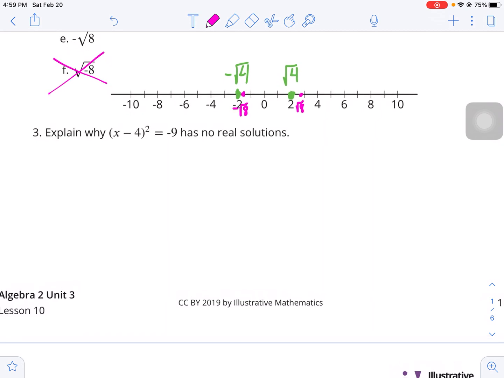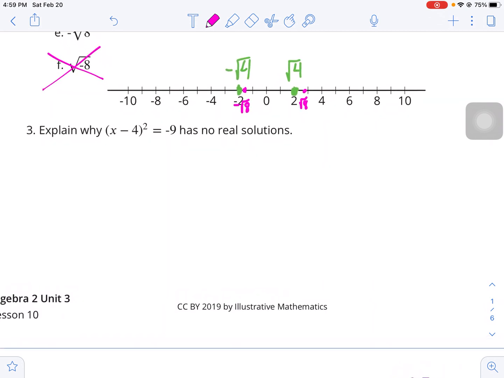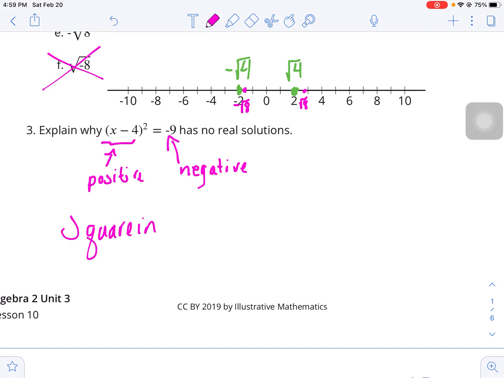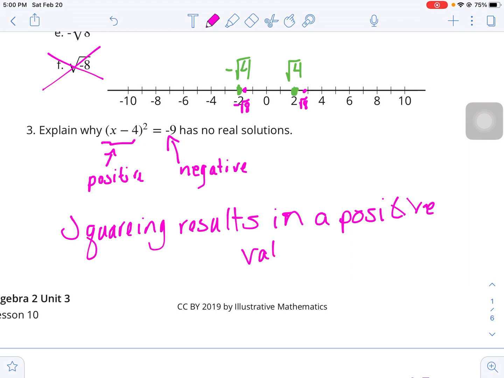Okay, sorry about that. Explain why x minus 4 quantity squared has no real solutions. One reason is because this side of the equation is positive. When we square anything, we will get a positive result. And this side is negative, so we can't have a positive equal to a negative number. That's one reason. The other reason is squaring results in a positive value, so we can't square something and get a negative result.